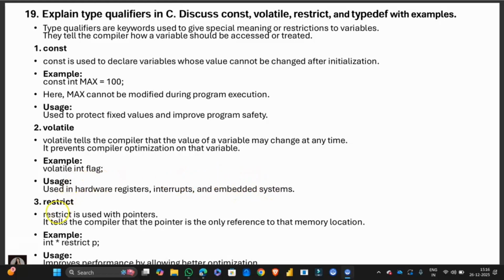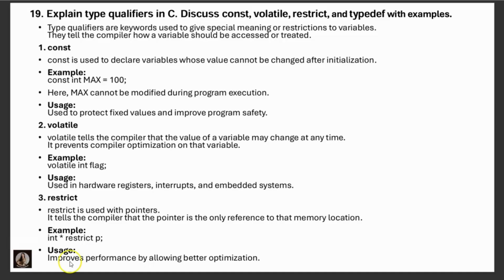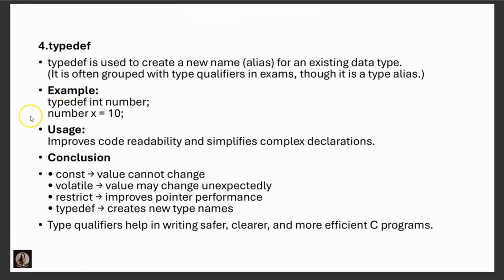And the third one is restrict. It is used with pointers. It tells the compiler that the pointer is the only reference to the memory location. By using this, I can refer to the exact memory location. For example, int *restrict p. It improves performance by allowing better optimization. Clear?